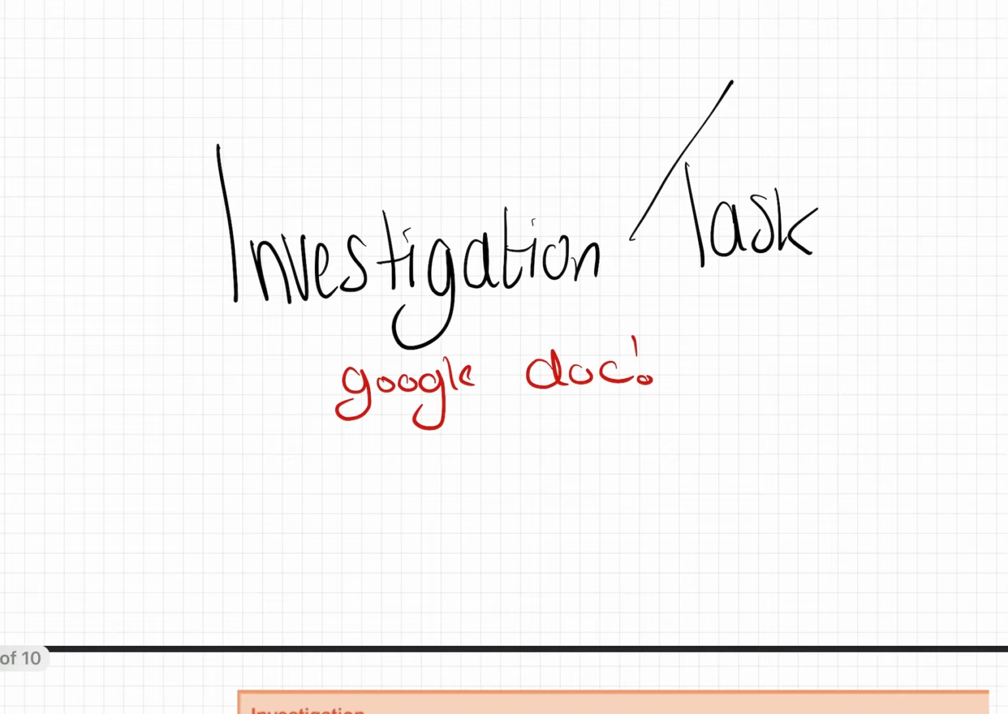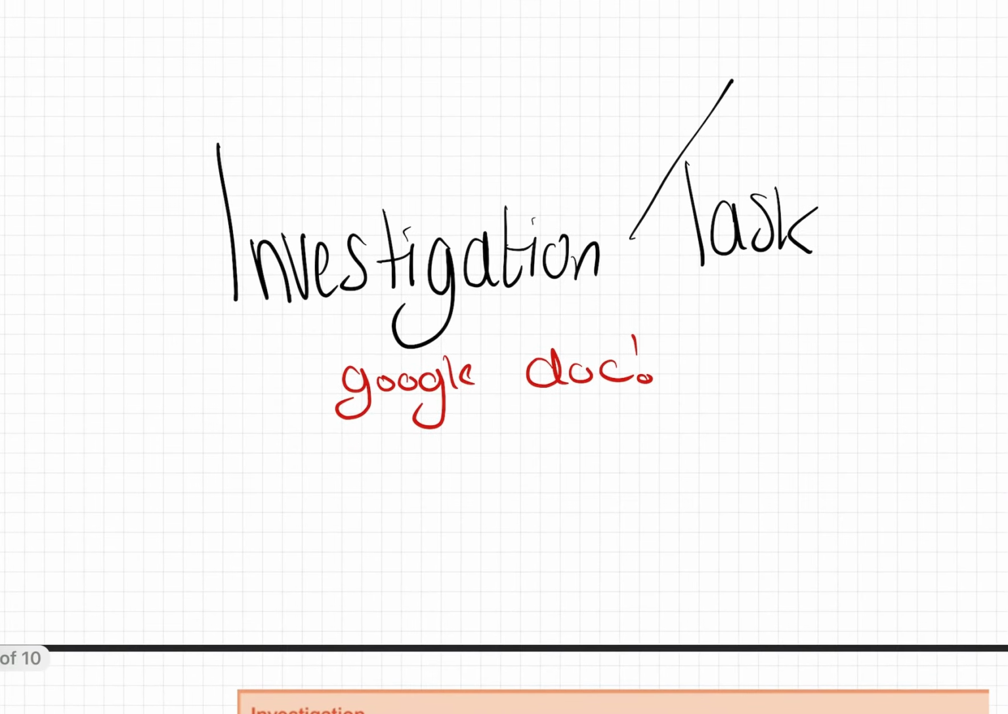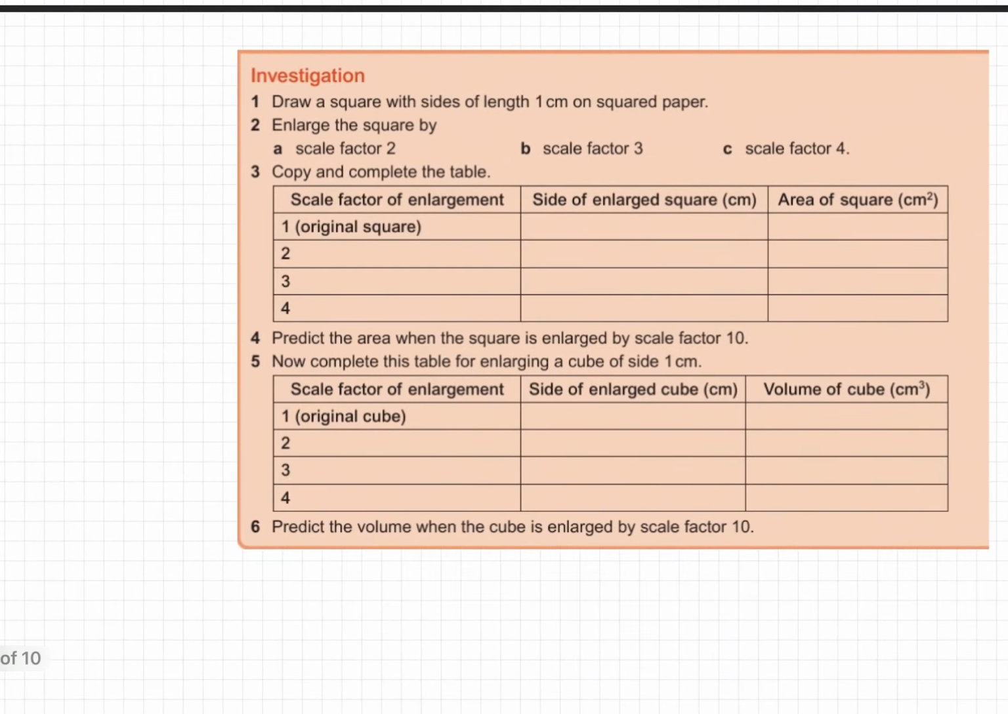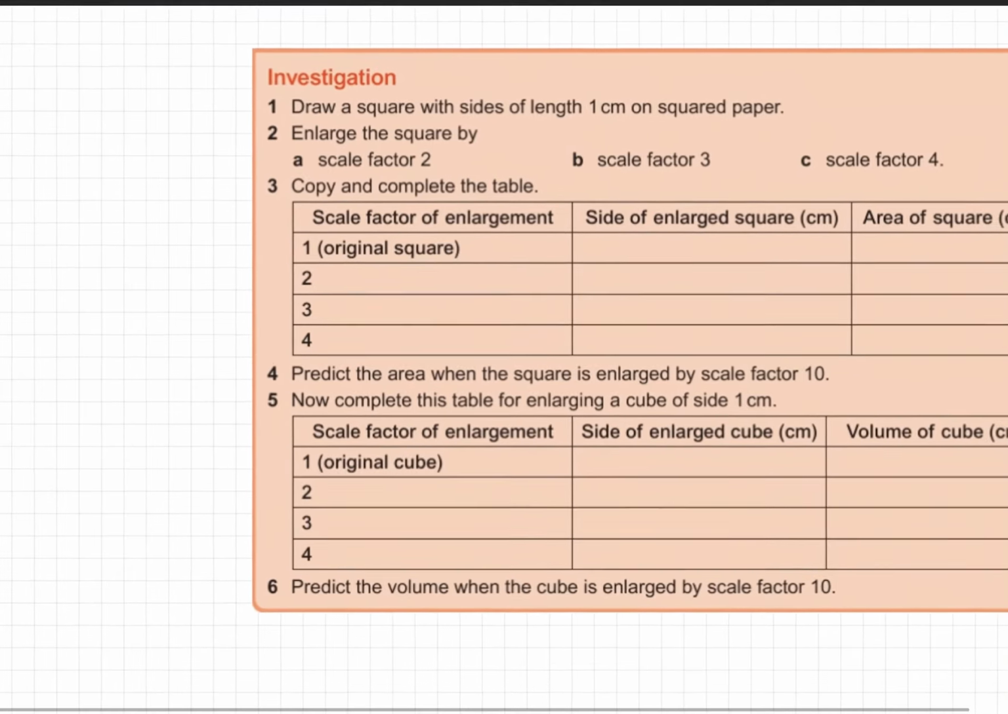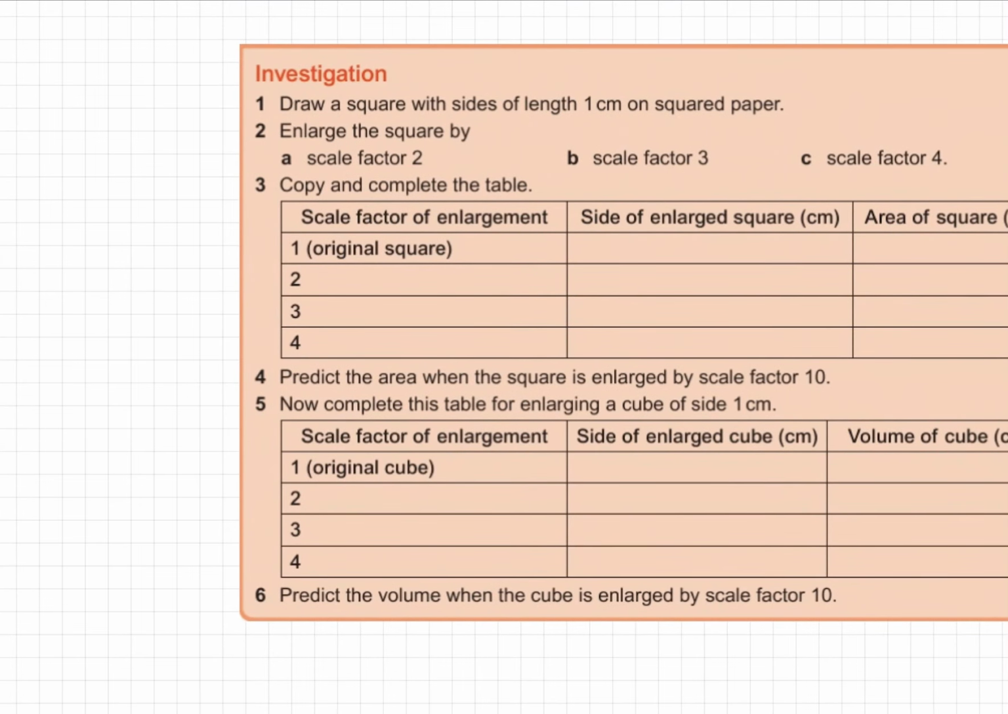Okay, investigation time. I've got a Google Doc already made for you. The instructions are pretty clear. I want you to walk through this, and I'm going to have a little peek as you go along. You need to draw a square with sides 1 centimeter by 1 centimeter.